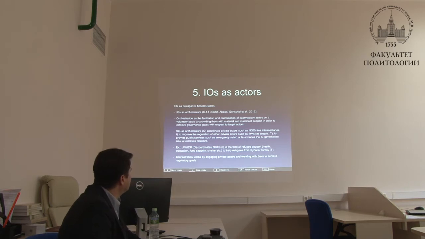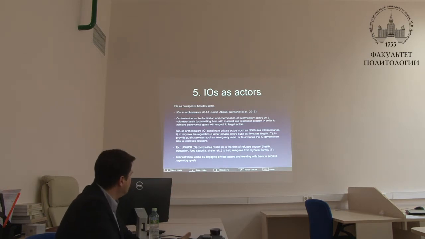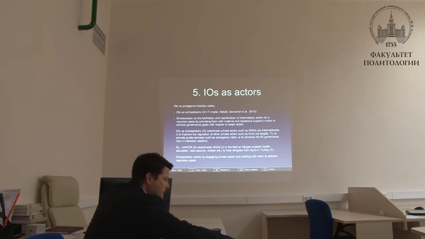The aim is to provide public services such as emergency relief or to enhance the IO governance role in interstate relations. An example is the UNHCR, the United Nations High Commissioner for Refugees, as the orchestrator who coordinates NGOs in the field of refugee support, such as health, education, food security, shelter, and so on, to help refugees from Syria, for example, in Turkey. So this is the idea of the OIT model. Orchestration works by engaging private actors and working with them to achieve regulatory goals. So this is another specification.